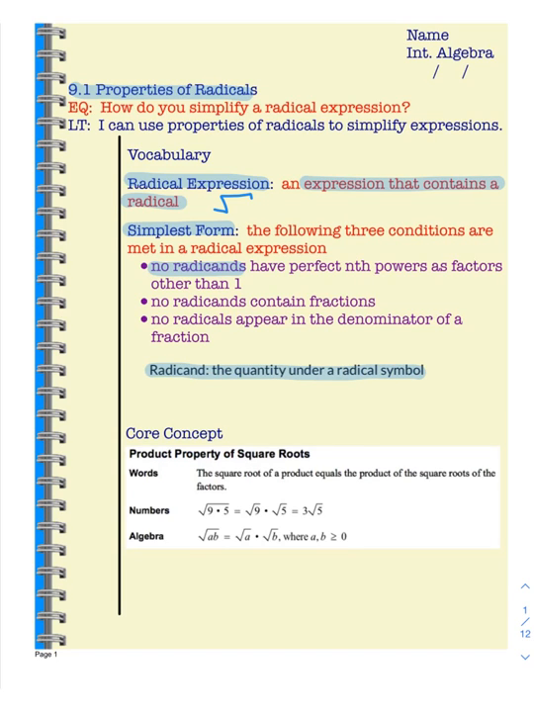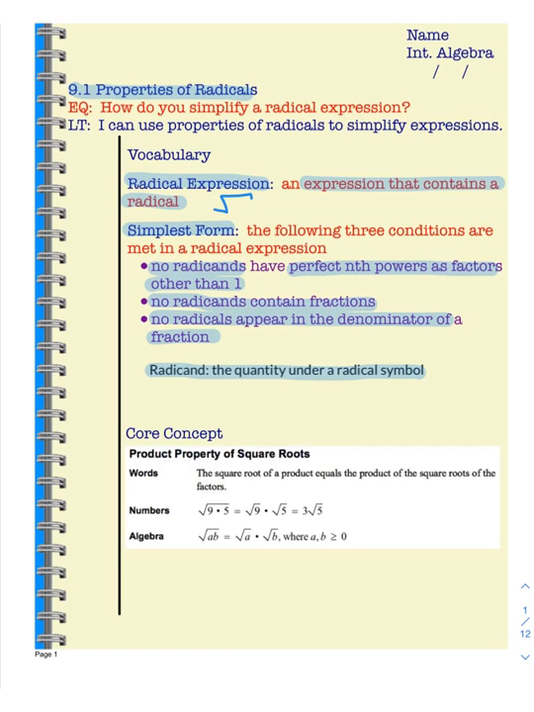So, when no radicands have a perfect nth power as factors other than 1. So there can't be 4, 9, 16, any of our perfect squares under the radical symbol. Radicands also can't contain fractions, and they can't be in the denominator of a fraction. They can be in the numerator.